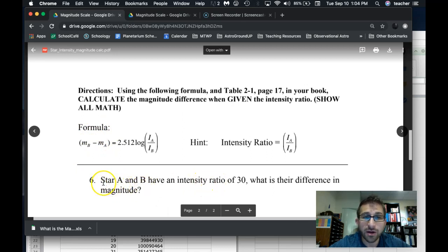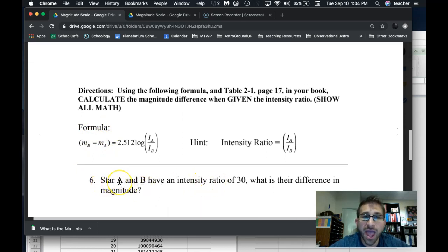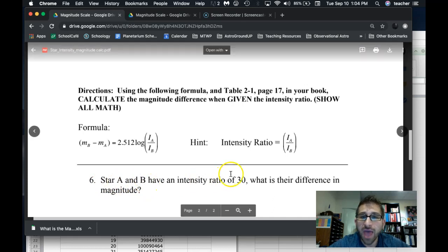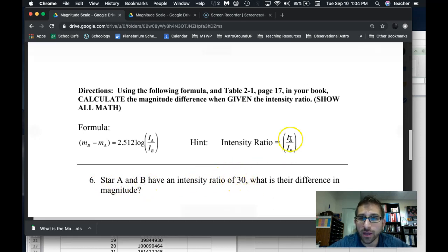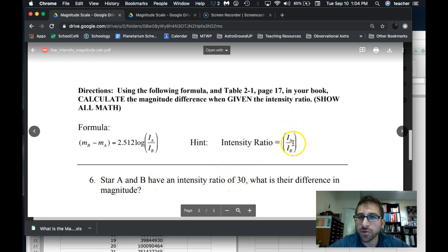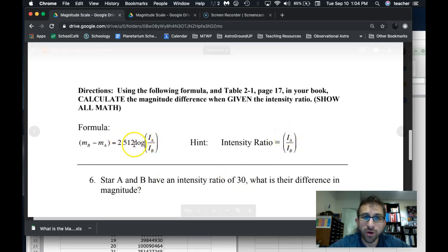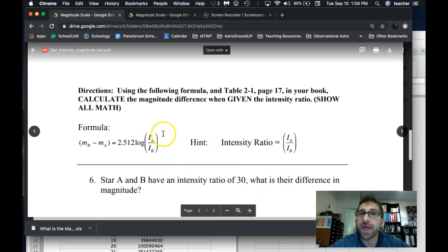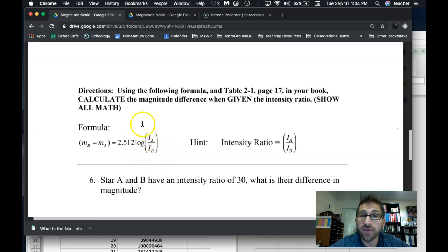So here in question number 6, it says star A and B have an intensity ratio of 30. So the intensity ratio is equal to this whole thing. So you would just plug in here 2.512 log 30 from here. And then it says, what is their difference in magnitude? Once again, this can just be plugged into your calculator. This log, in this case, is the opposite of that exponential relationship.